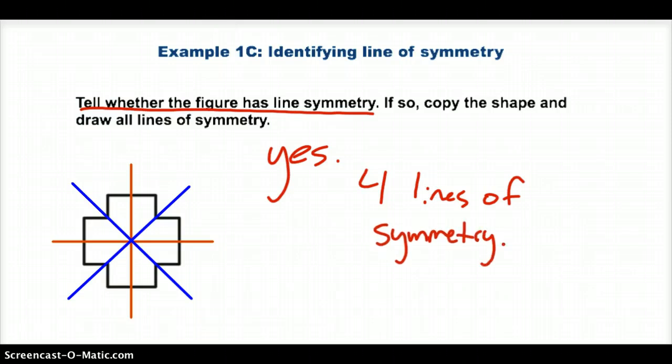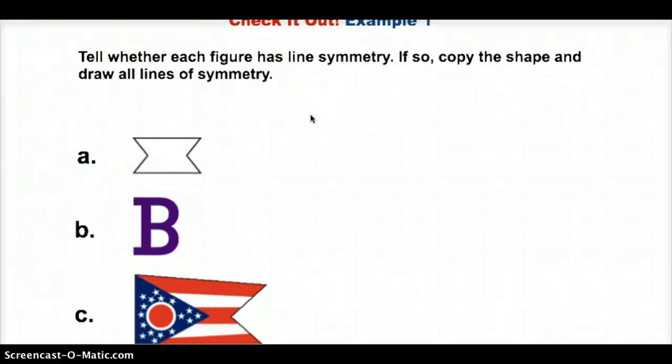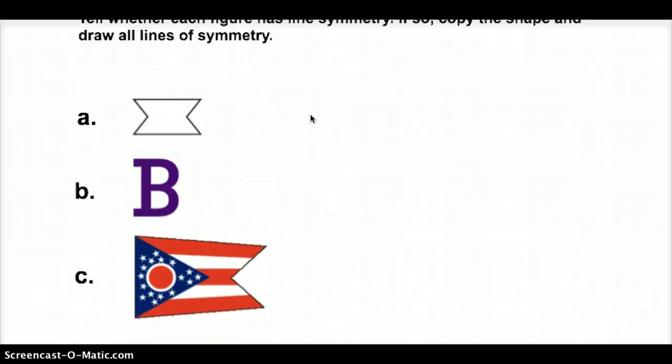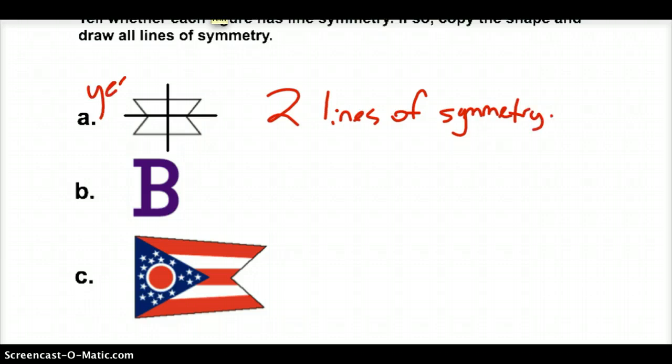Now for this next one, follow along with these in your notes, and we're just going to identify how many different lines of symmetry exist in these particular images. In part A, it looks like I could draw one here. I could maybe draw another one here. So in that first one, I'd say 2 lines of symmetry. Our answer would be yes, so I'll write yes above it because it does have line symmetry. Let's look at part B.